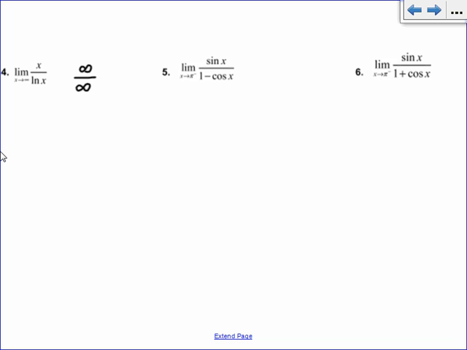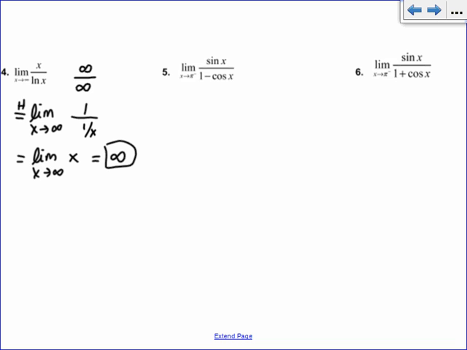So let's see why. It's in the form infinity over infinity, so we're going to do L'Hopital's rule. When I take the derivative of the top, I get 1. The derivative of natural log of x is 1 over x. I don't like to see the fraction within a fraction, so I have 1 divided by 1 over x. What does that become? x. So the limit as x goes to infinity of just x. Plug in infinity, you get infinity.